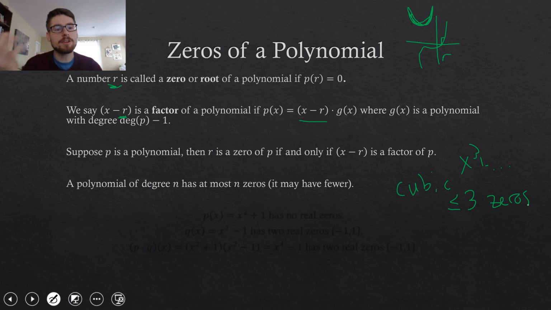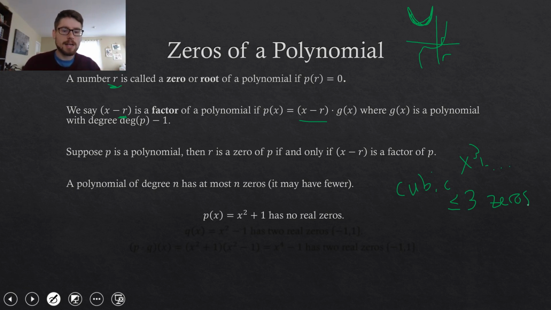When you multiplied all those x minus somethings together, you'd end up with a degree 4 polynomial, so that's impossible. So you have at most n zeros for a degree n polynomial, and you may have less. We'll see some examples. For example, x squared plus 1, quadratic, shifted up 1, has no real zeros. So there's no numbers you can plug in to make that 0.